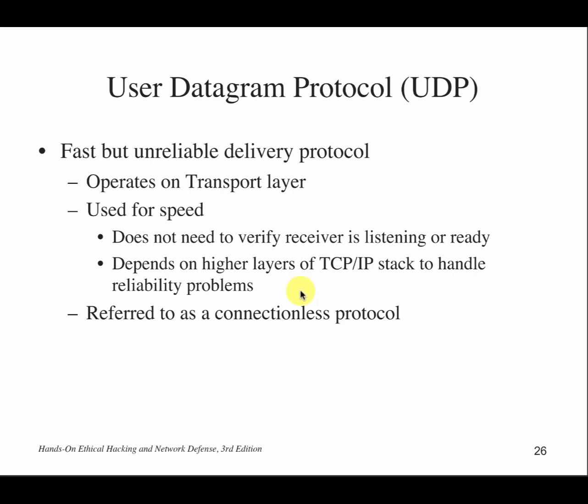UDP is unreliable. Many things we covered, for example the flags, etc., are not going to be part of the header when you build a UDP packet or segment to send it. Why is it unreliable?